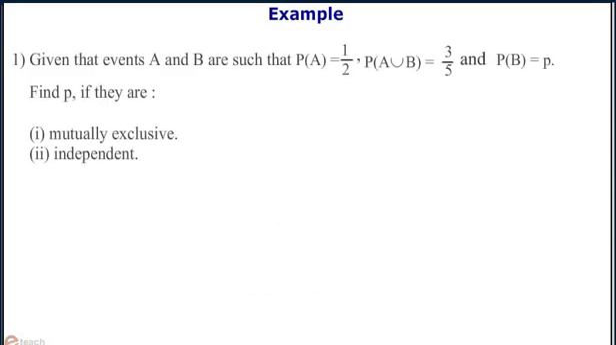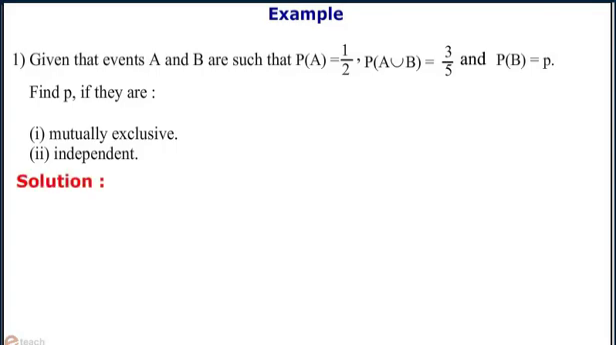Example: given that events A and B are such that probability of A is half, probability of A union B is 3 by 5, and probability of B is P. Now find P if they are number 1 mutually exclusive, number 2 independent events.